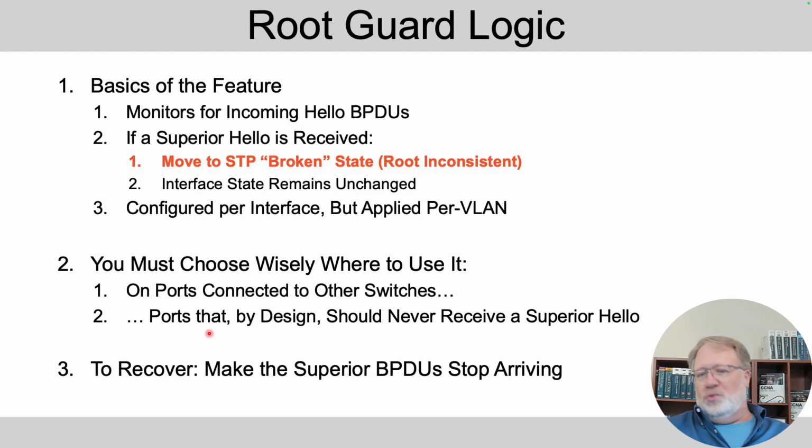So to sum up the rules, it monitors those incoming hellos. If a superior hello is received, it moves the port to a spanning tree broken state, which means no frames in or out. And it also has a substate of root inconsistent, so we know why it's in a broken state. So it's not forwarding, it's not blocking, it's broken. The interface state remains unchanged. It's still connected. So show interfaces status will still show it up, but the spanning tree state is broken.